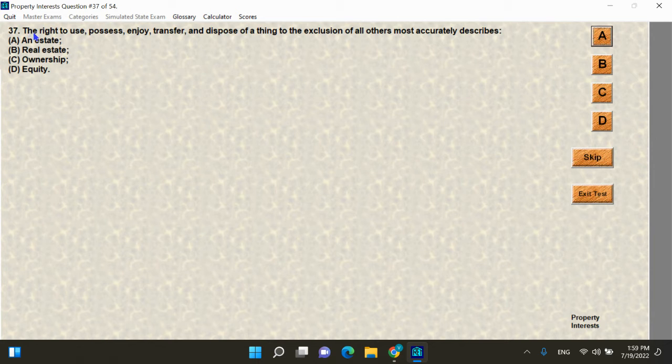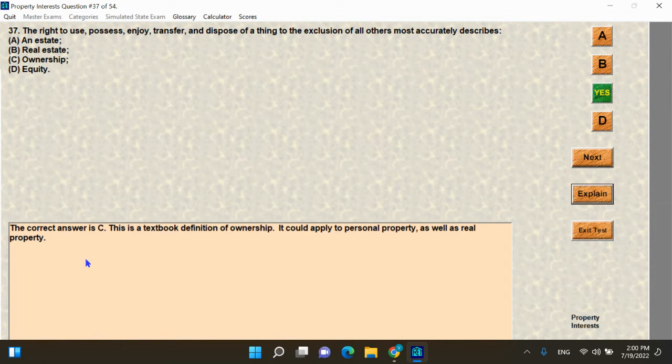Number 37. The right to use, possess, enjoy, transfer, and dispose of a thing to the exclusion of all others most accurately describes A. An estate. B. Real estate. C. Ownership. D. Equity. The correct answer is C, ownership. The explanation is this is a textbook definition of ownership. It could apply to personal property as well as real property.